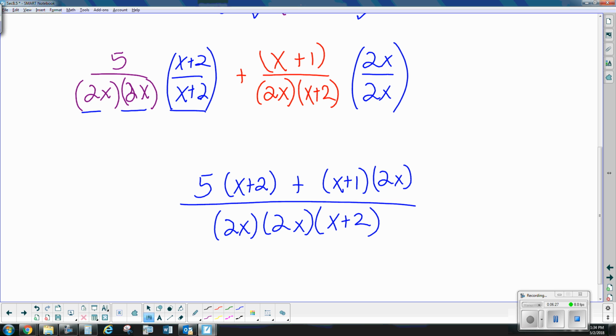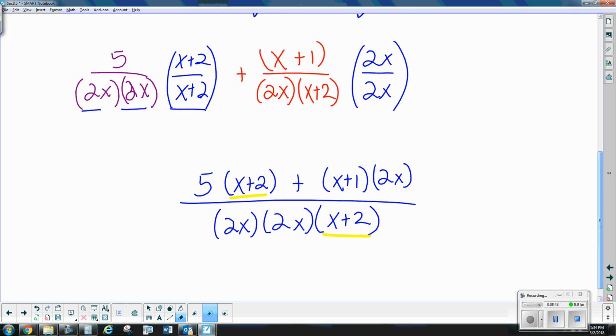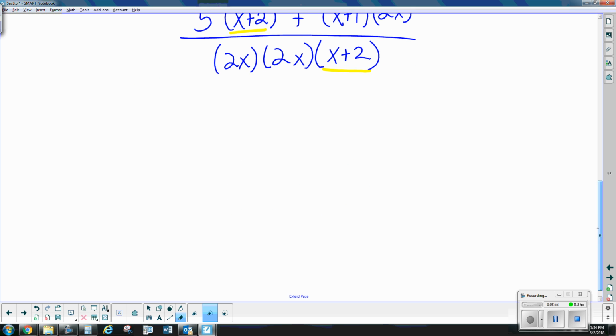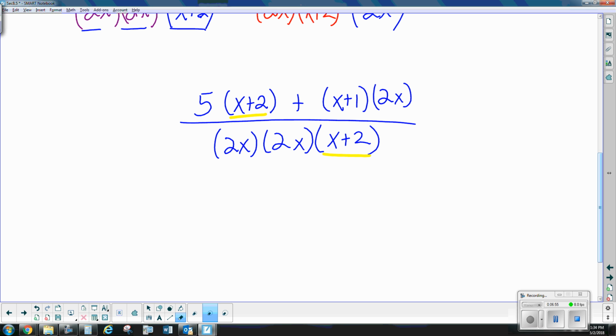Now, keep in mind that when you are simplifying, you have to have a common factor in all terms. So even though I have an x plus 2 in my numerator and denominator, I do not have an x plus 2 in this term, so I cannot simplify. I can put this into standard form, but you cannot just cancel out those common terms because you're not multiplying in your numerator. Okay, so now we can simplify our numerator and put our denominator into standard form.